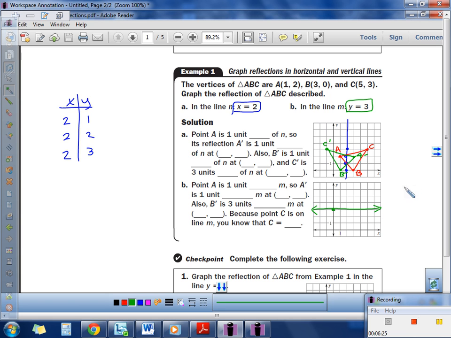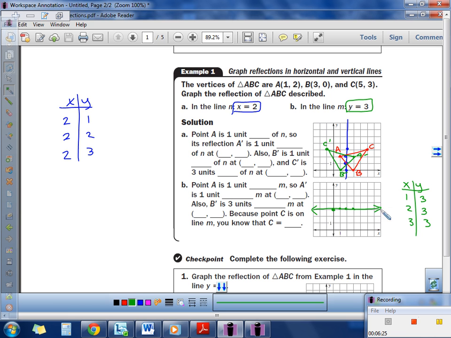Once again, you could do that table method. On this one, all my y's should be 3. And then make up your x values. And if you graph these points, over 1 up 3, over 2 up 3, over 3 up 3, you're double checking that you're generating that correct line.